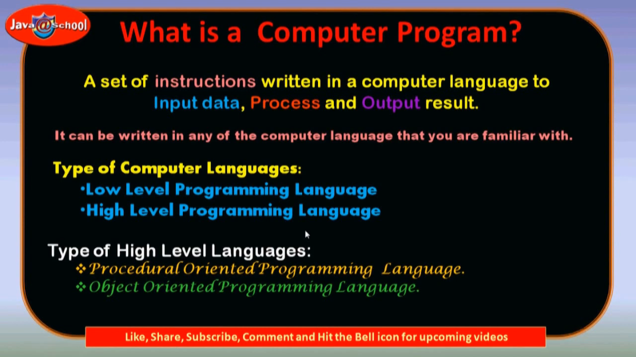And high level language is again further divided according to their method of working. They are divided into two types according to the method of working. The first one is called procedural oriented language, that is POP, and the second one is called object oriented programming language. Okay, now when you talk about these two, there are certain similarities between them and there are a lot of differences also between them.